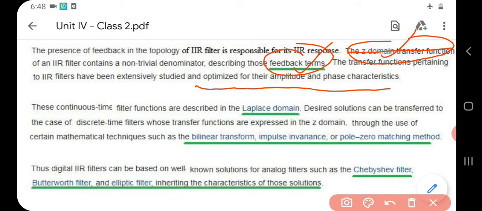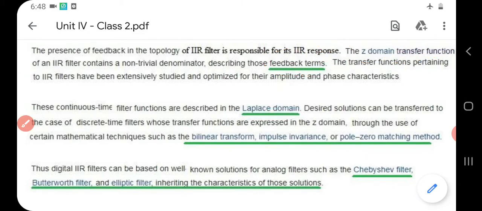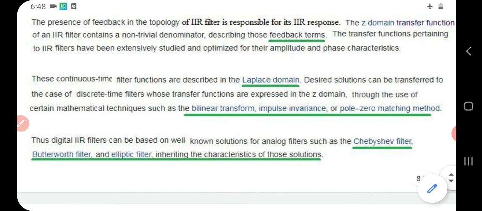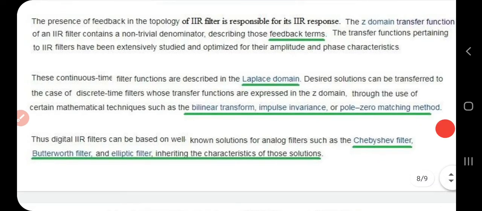Then the continuous time filter functions are usually described in the Laplace domain, that we know. Then desired solutions can be transferred, in the case of discrete time filters, to transfer functions expressed in the Z domain. So in continuous time functions we use the Laplace domain, whereas in discrete time systems we use the Z domain. When you are speaking about analog filters, we mainly work in the Laplace domain because they are based on continuous time, whereas IIR filters are digital filters, that is, they are based on discrete time and are designed in the Z domain.